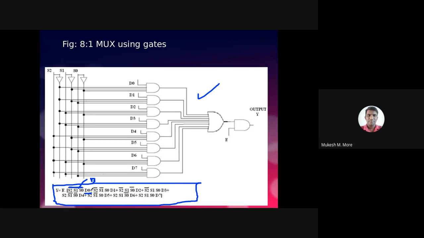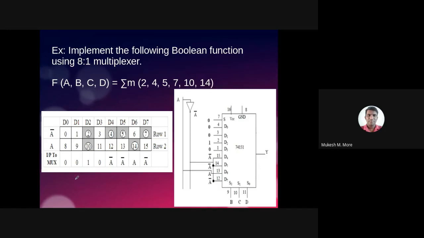And we have an OR operation between these. OR means either first D0 or second D1 or D2 or D3 or D4 or D5 or D6 or D7. So in this way we are selecting the output. This is just for the information. We have an 8 is to 1 mux using gates, but please remember the equation. We are using the values of S2, S1 and S0.